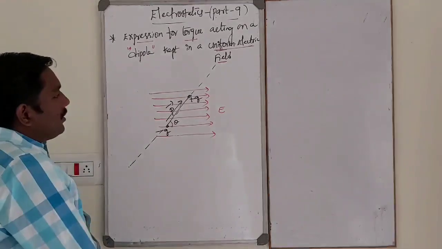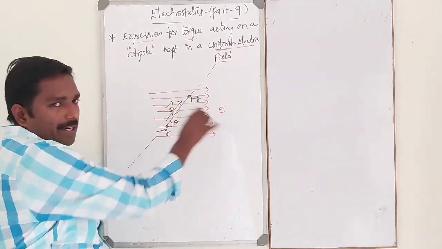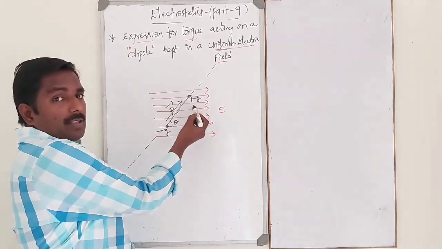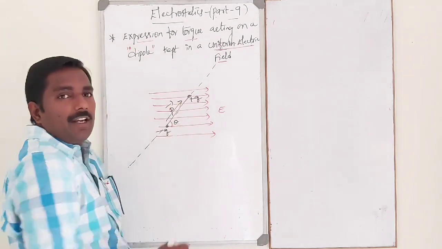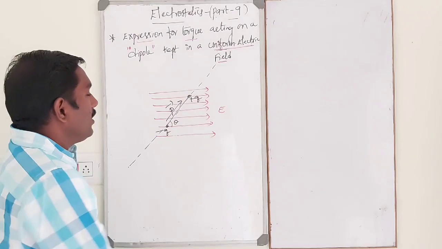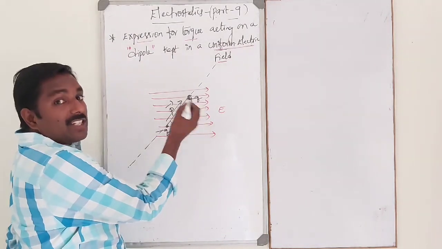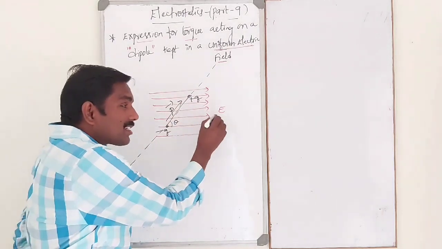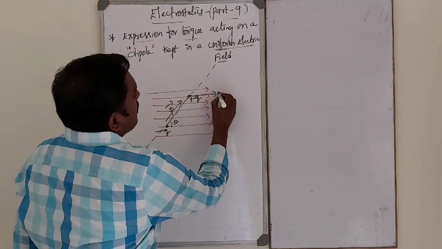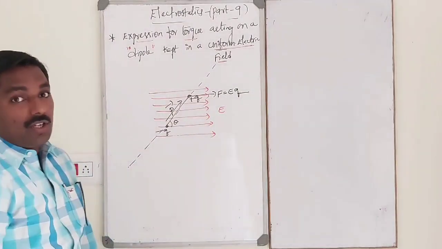Whenever the dipole is kept inside the uniform electric field, some quantity of force will be acting, because some charge is placed inside the field. Some force will be acting by the definition of electric field strength. This is the positive charge. In the case of positive charge, the direction of force is along the direction of the field. See, this is the direction of force. F is equal to EQ, the force acting on the plus Q charge.